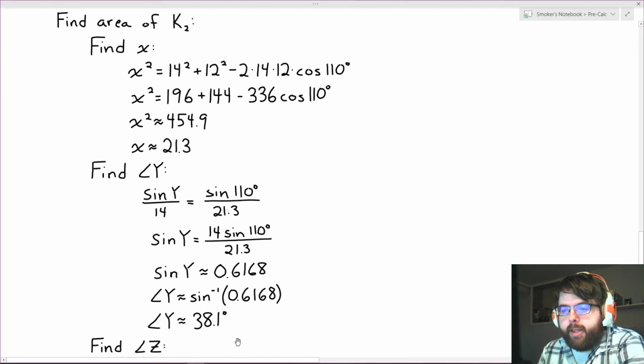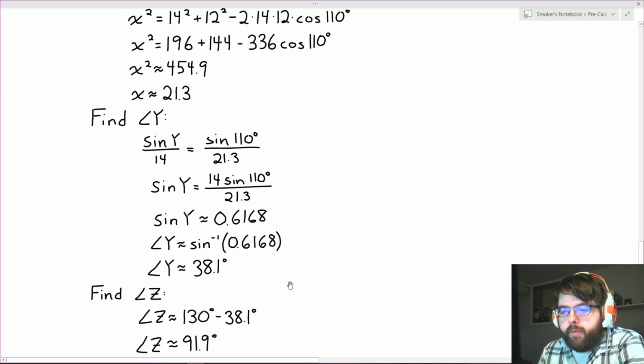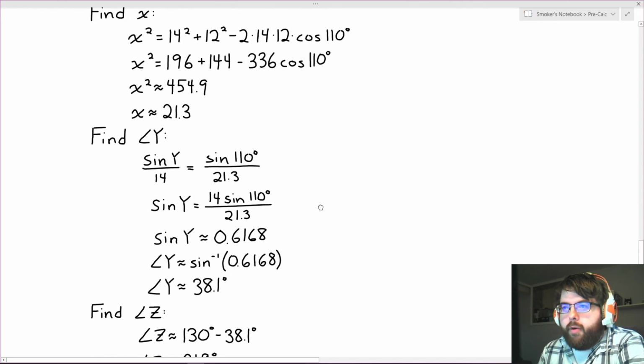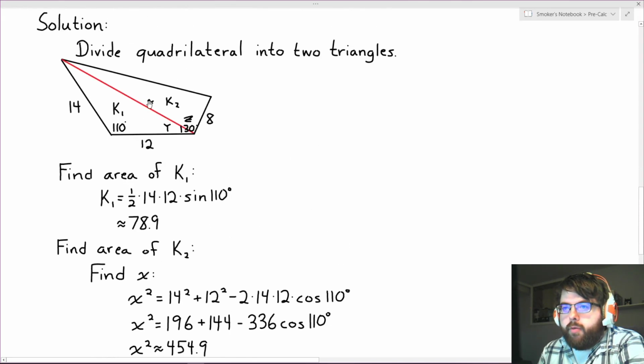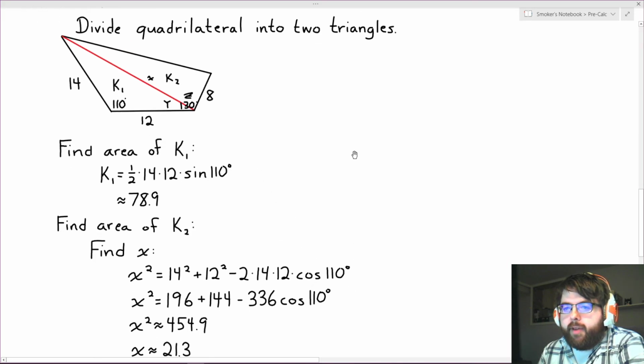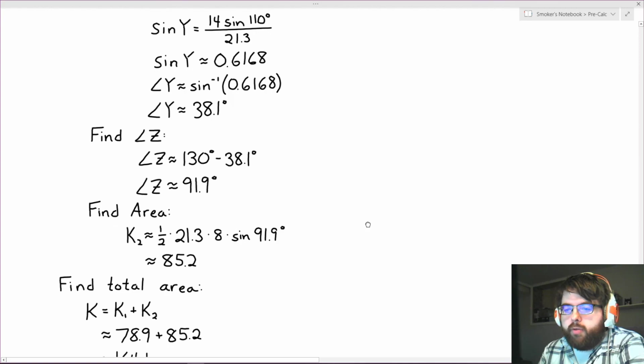So finding Z will be 180 minus 130 minus 38.1, which is 91.9. Whew. So now that we have those values, we have this value, 21.3, this is 91.9, and 8. We can now find the area of K2 using those three pieces of information.